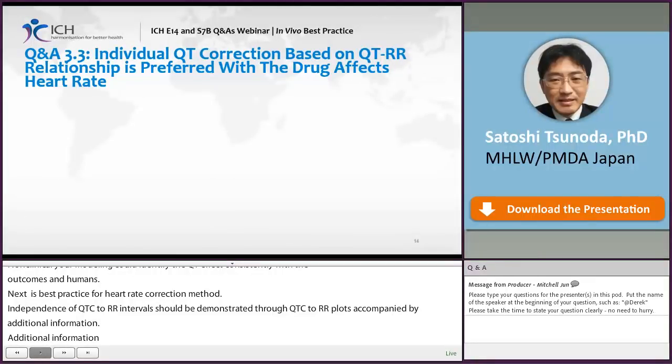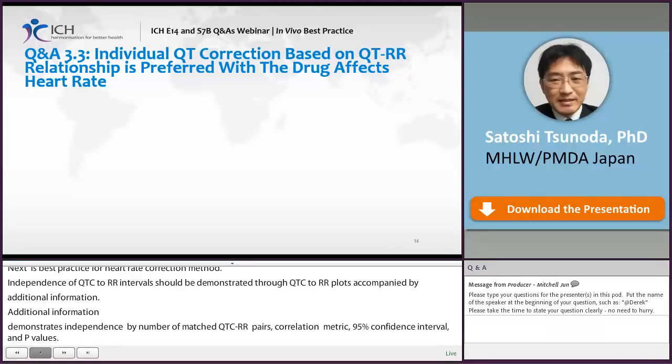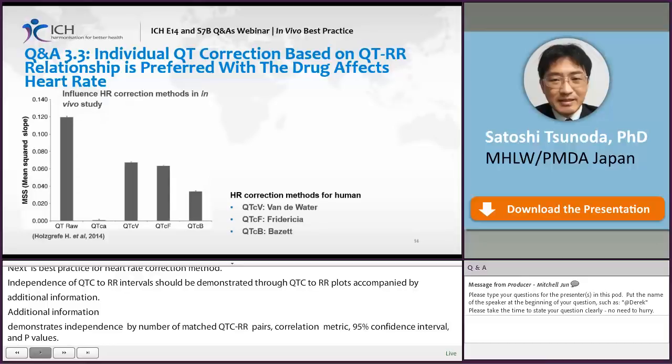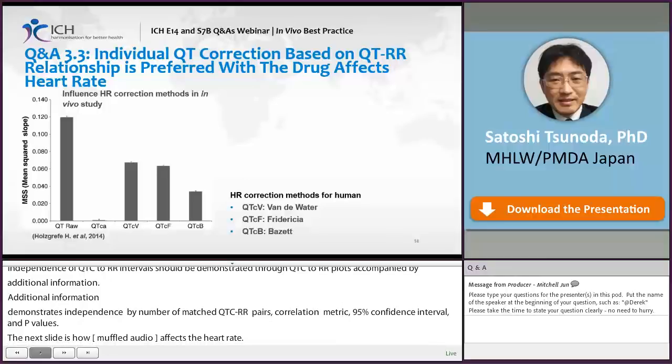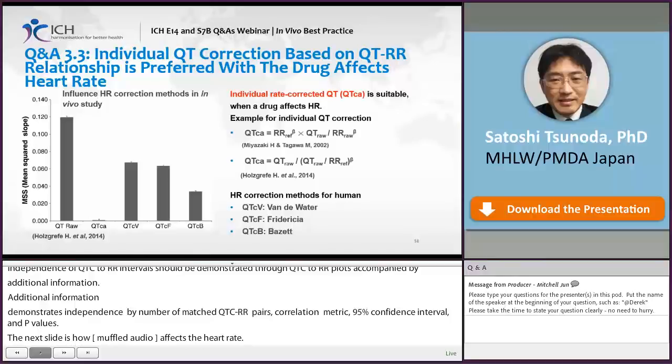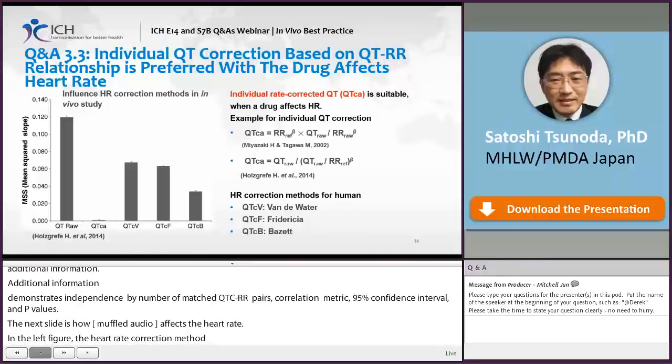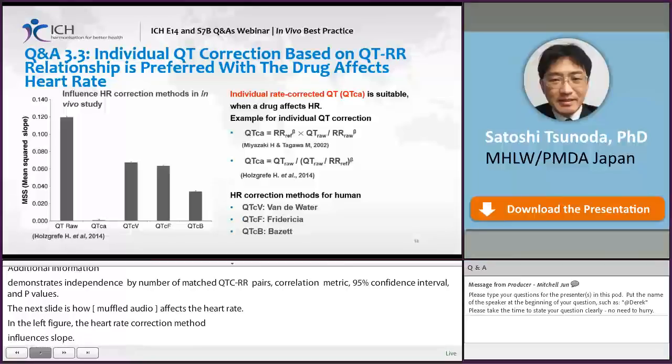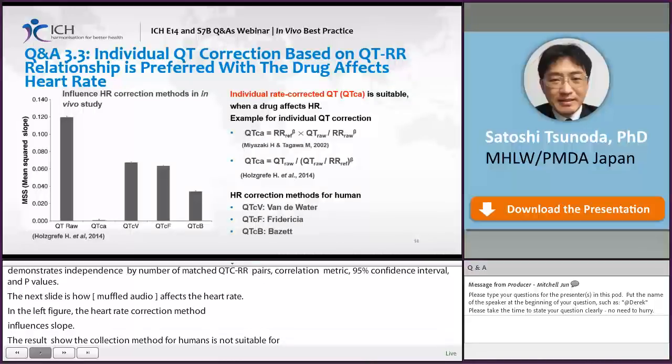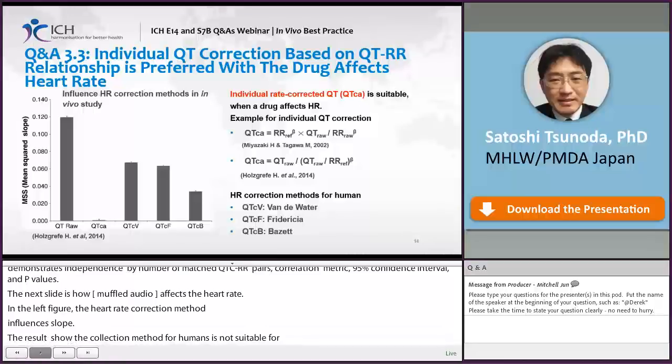Next slide is how to choose heart rate correction when the test drugs affect the heart rate. In the left figure, various heart rate correction methods influence the slope in intact monkeys. These results suggest that correction methods for humans are not suitable for animals. Only individual rate corrected QT can make the appropriate correction. Therefore, individual QT correction is the best practice when a drug affects heart rate.